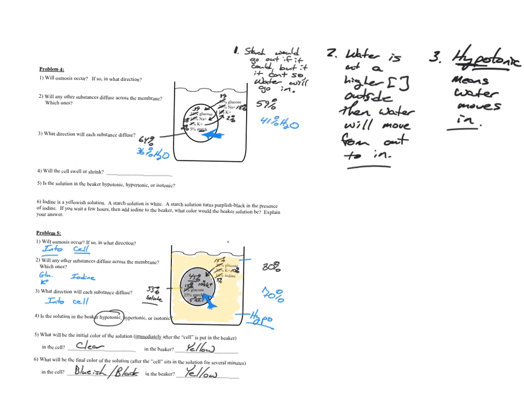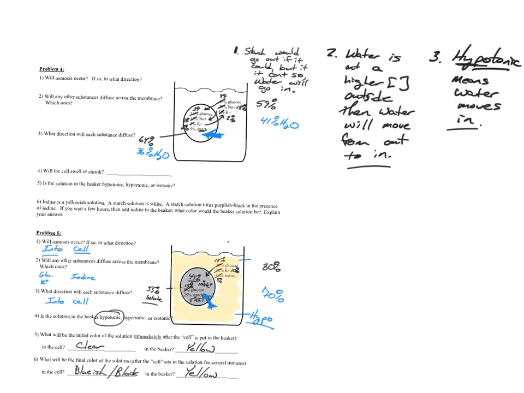So, say if the cell was hypertonic inside, then that means that it has a low amount of solute. That's exactly what's happening. The cell is hypertonic because it has a higher percent solute, but it has lower water. Higher solute means lower concentration of water. High solute means low water. High water means low solute.